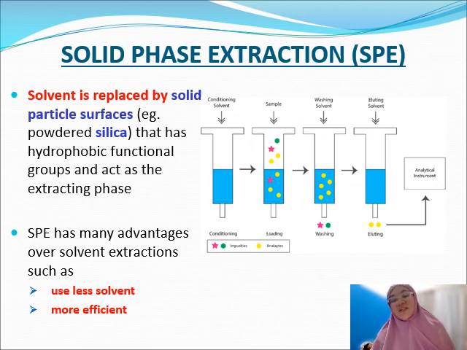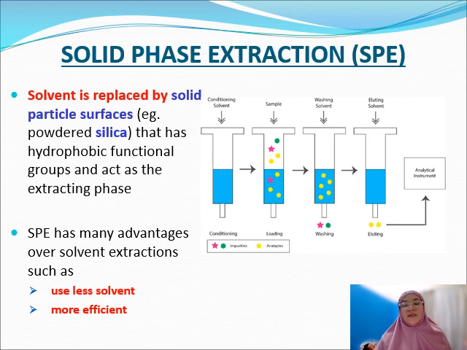The liquid extraction is one example of solvent extraction that is based on solubility. Okay, the third type of extraction is solid phase extraction, where the solvent is replaced by solid particle surfaces. It does not use a solvent; it uses silica, powdered silica, that has a hydrophobic functional group, and it will act as the extracting phase. It becomes the place to extract your samples.